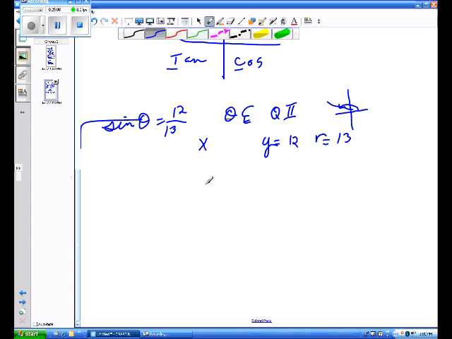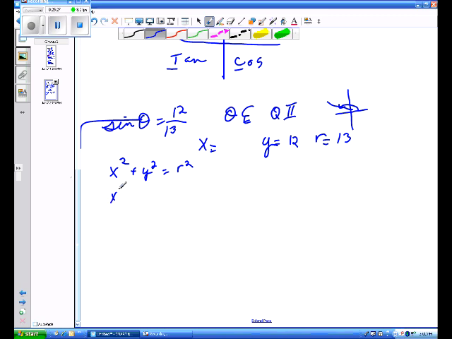We need to find our x. Now, some of you may recognize one of your Pythagorean triples. And if you do, that's fine. You can fill it in right away. If you don't, then you could go back to x squared plus y squared equals r squared.